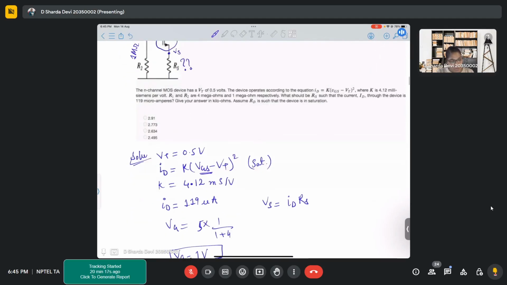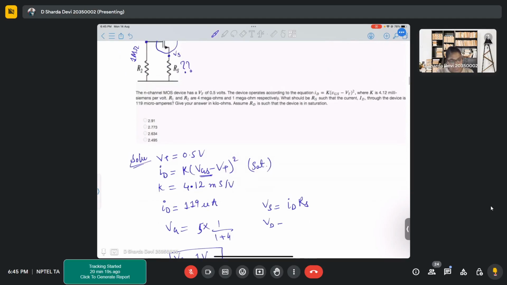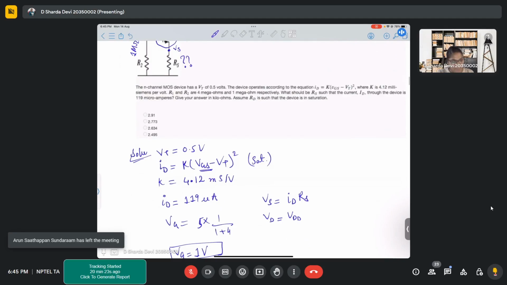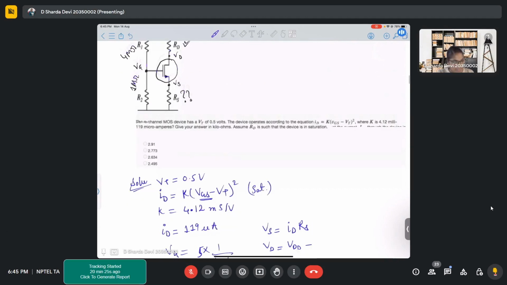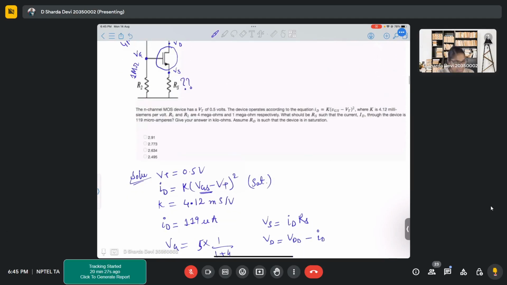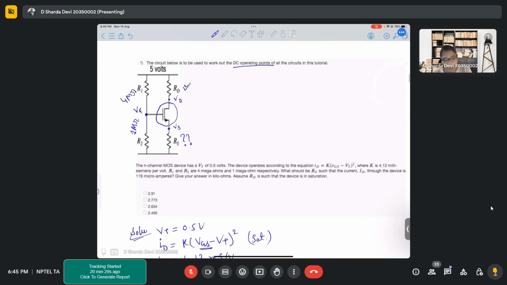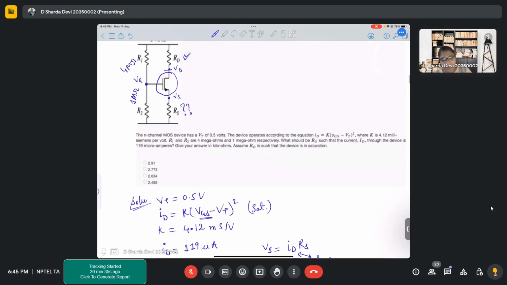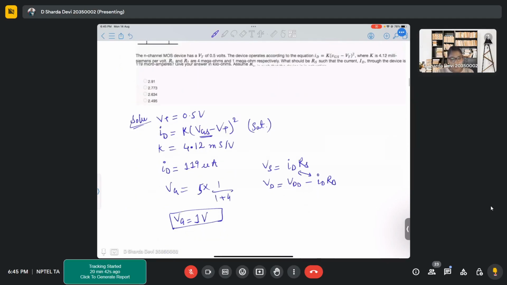And also, what about VD? How do we write VD? So VD can be written as VDD minus IDRD, right? At this point, these IDs are the same. All the ID that is flowing in this branch will be the same ID, that is 119 microamperes.